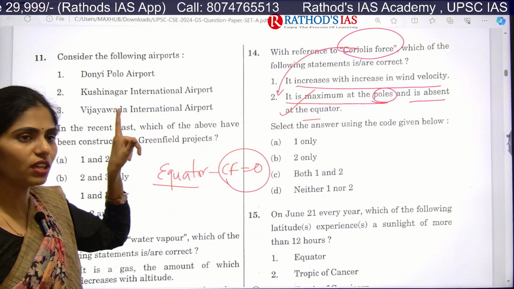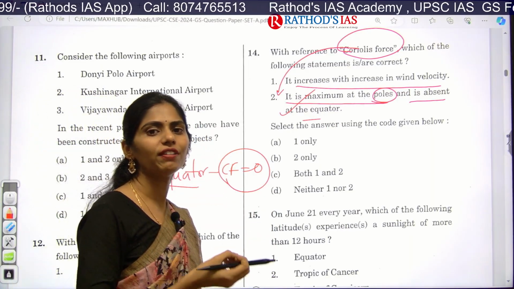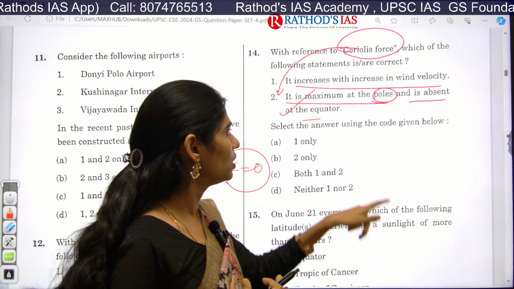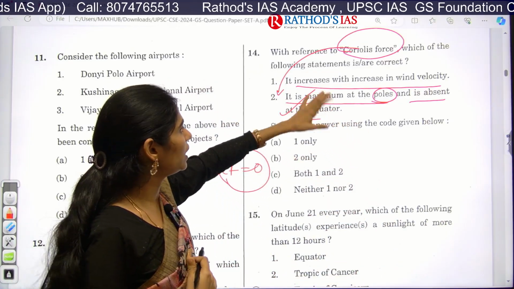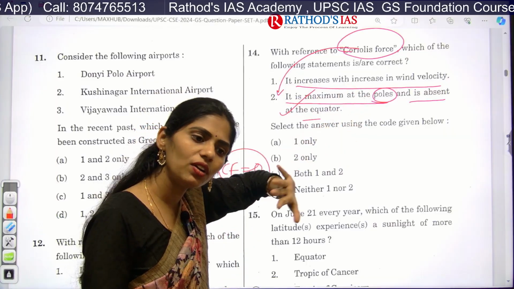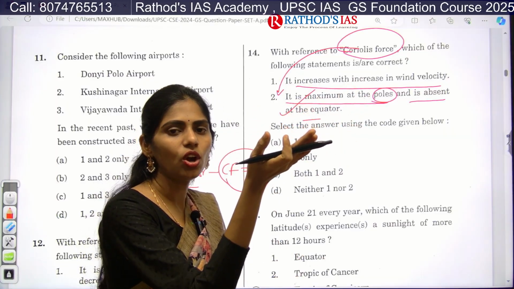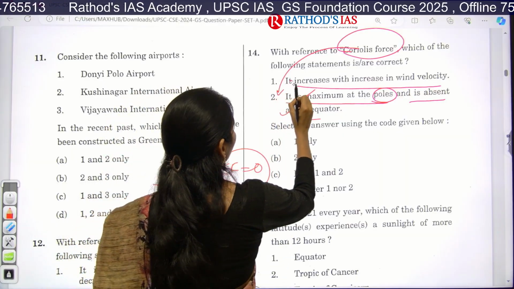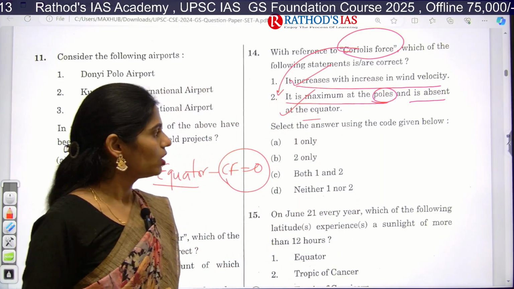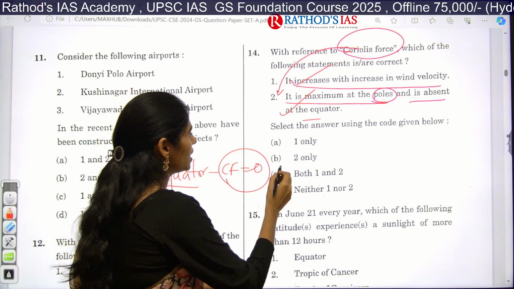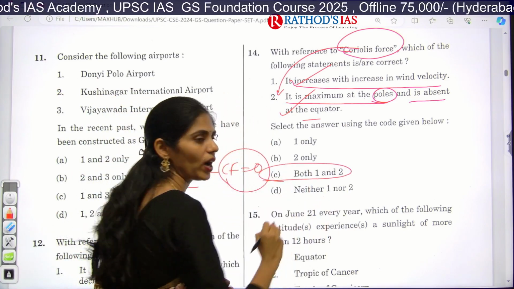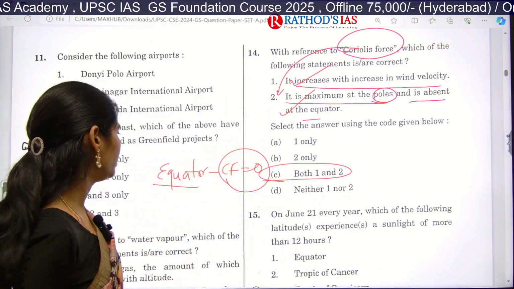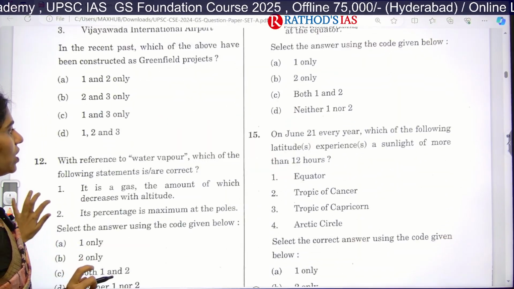And the second one is, if you have studied the factors affecting Coriolis force, one is wind. Here they are directly proportional. So whenever there is an increase in wind velocity, obviously Coriolis force will be high. So this statement is also correct. So which is the correct answer here? C, both 1 and 2. Clear?